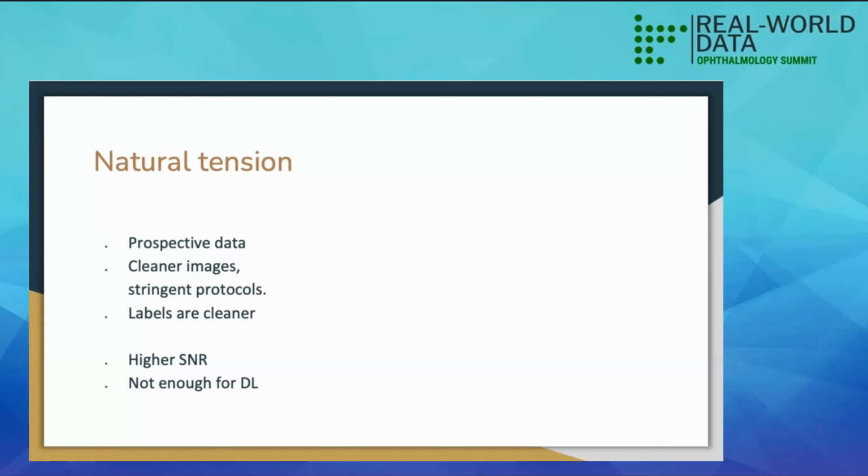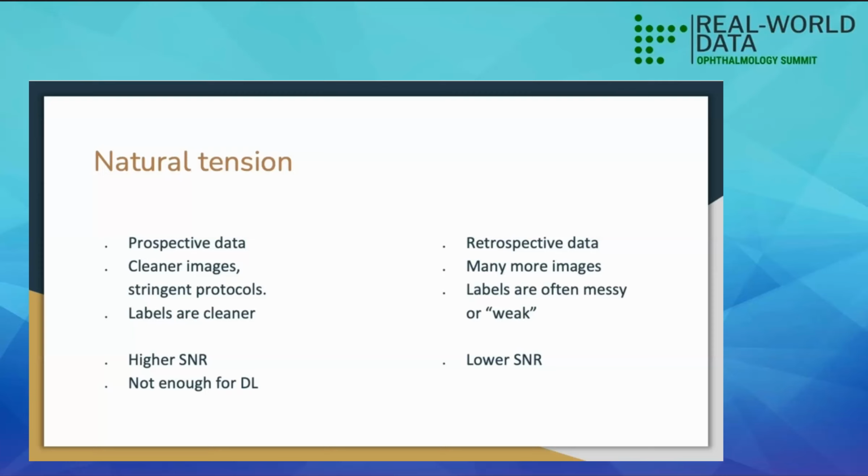But the problem is that these data sets are often very small. And in the era of deep learning, you need large data sets in order to train these models. So usually people turn to retrospective data sets where there are many, many more images available, but the labels are often messy or what is in machine learning called weak. That leads to a lower signal to noise ratio, but you hope to overcome that by having enough images available so that you can train a deep learning model. This is the trade-off and the tension that's involved.